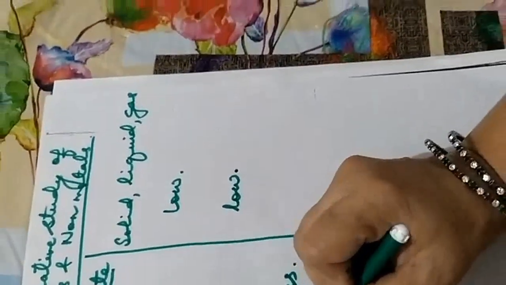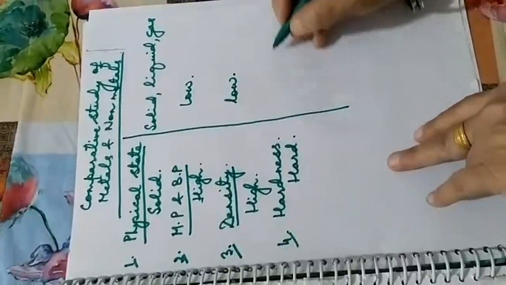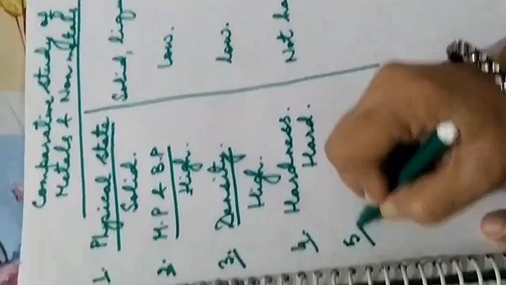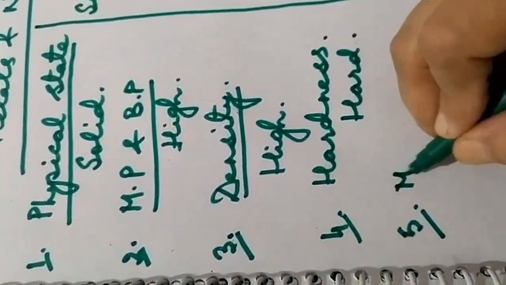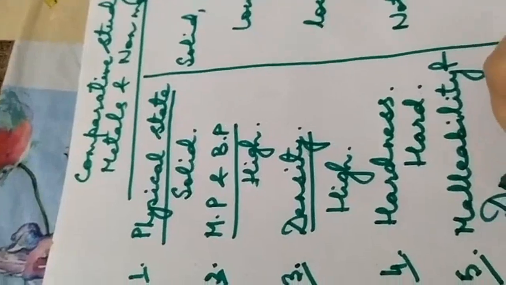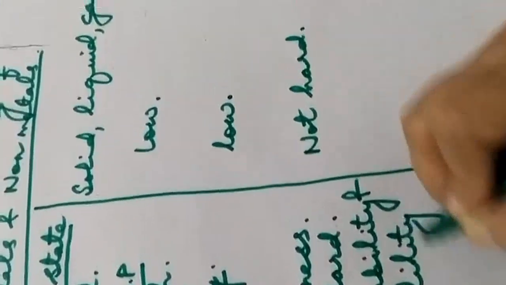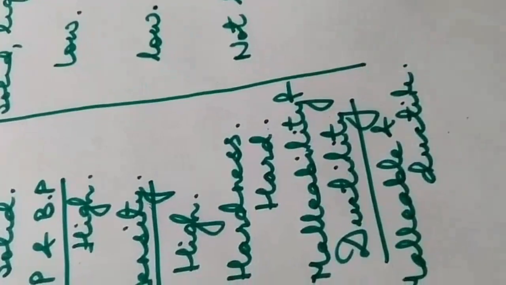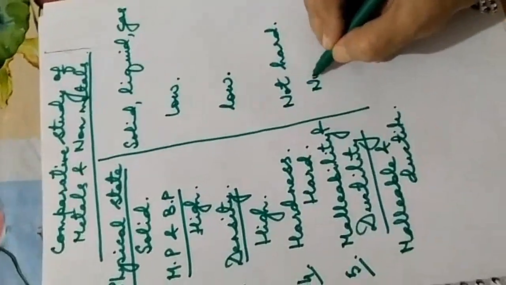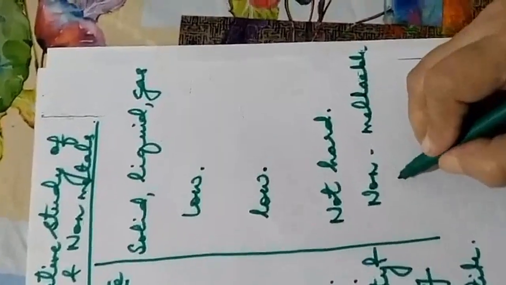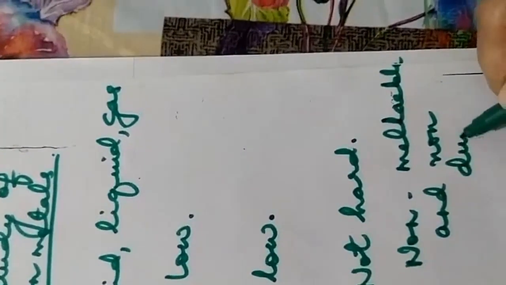Now, the fourth point is hardness. Metals are generally harder, whereas non-metals are not hard. Then the fifth point is malleability and ductility. Metals are generally malleable and ductile. But non-metals are non-malleable and non-ductile.